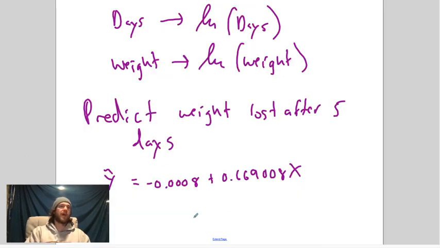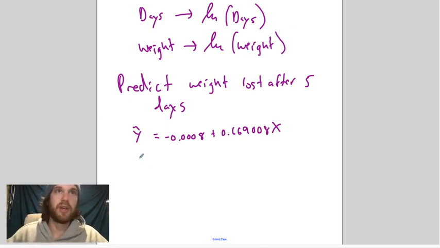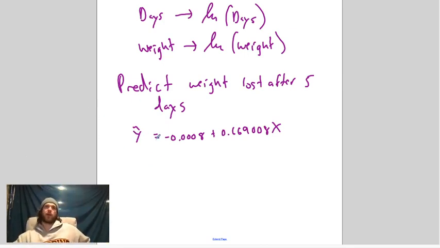So how would I do the math and make a prediction? Well, I took the natural log of days and I took the natural log of my weight. This model is not great as far as explaining variability, but when I did that, I ended up with this regression. Y hat, when I plugged it in, equals negative 0.0008 plus 0.669008x.